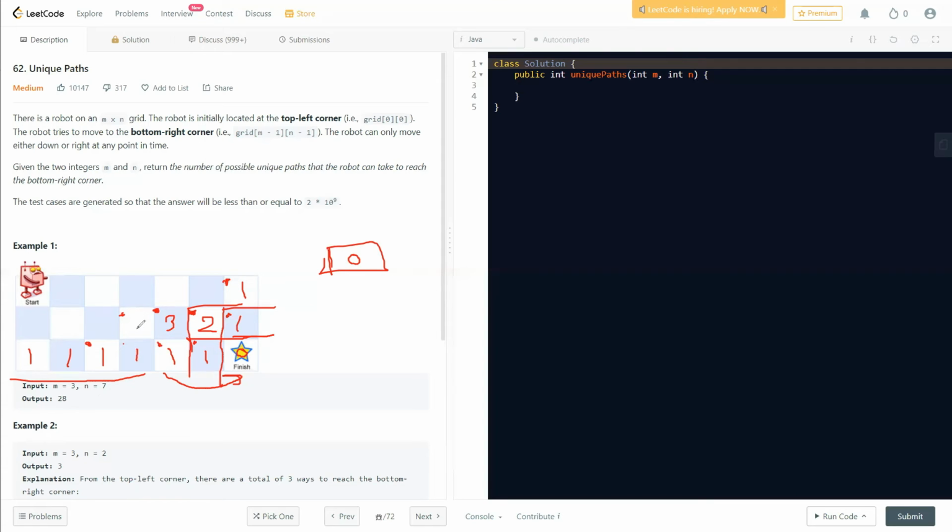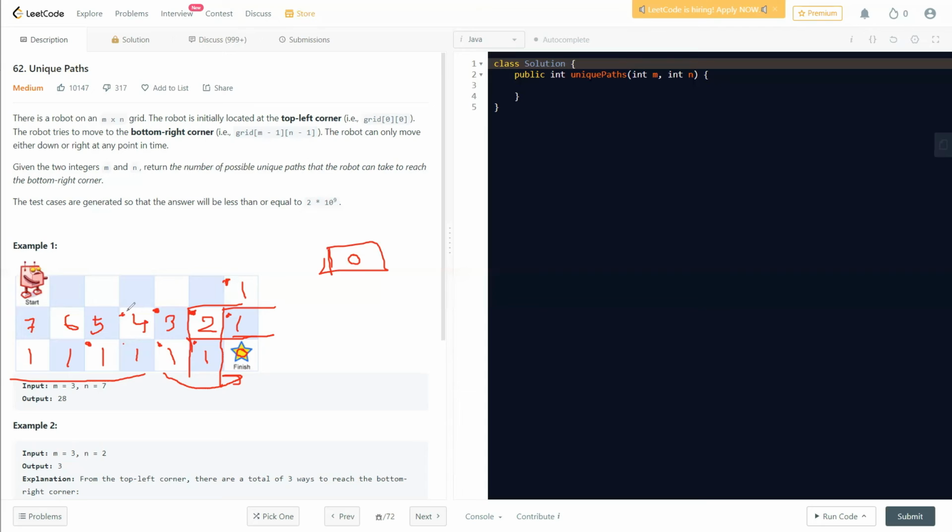So what is the total number of ways to reach the finish? It will be four ways to reach the finish. Similarly, it will be five ways to reach the finish. If we take a right, there will be four ways, and if we take a down, there will be one way. So 1 plus 4, there will be 5 ways to reach the finish. Similarly, you can see there will be 6 ways, and there will be 7 ways to reach the finish.